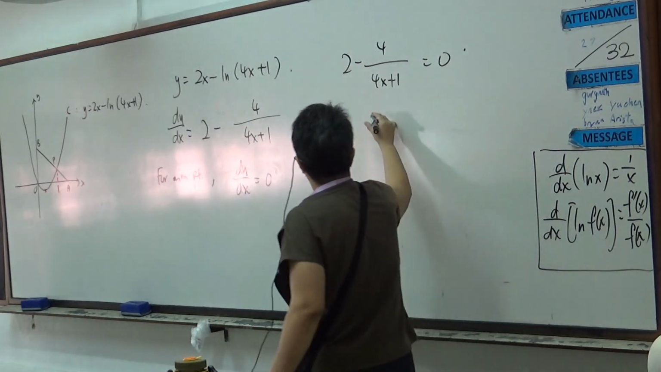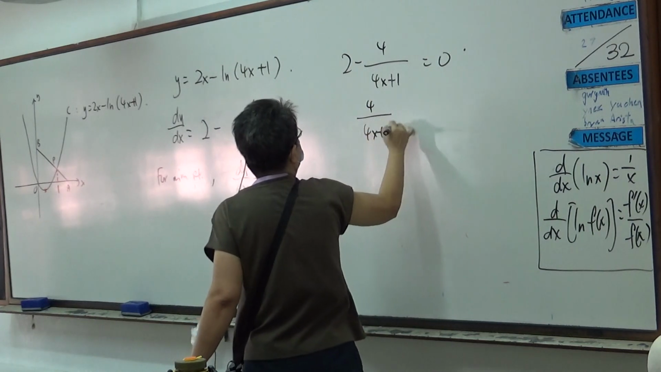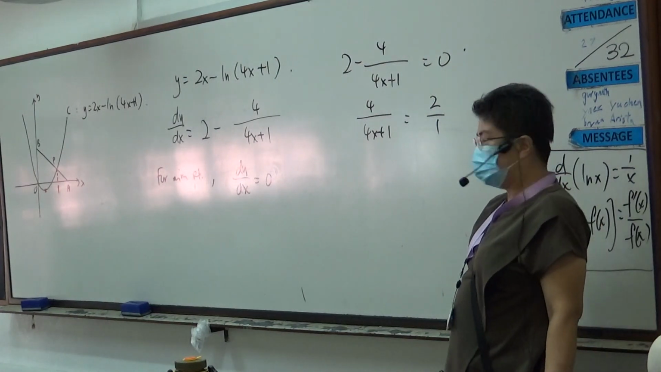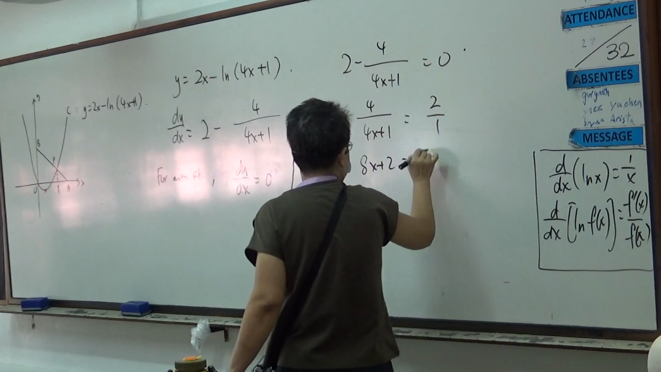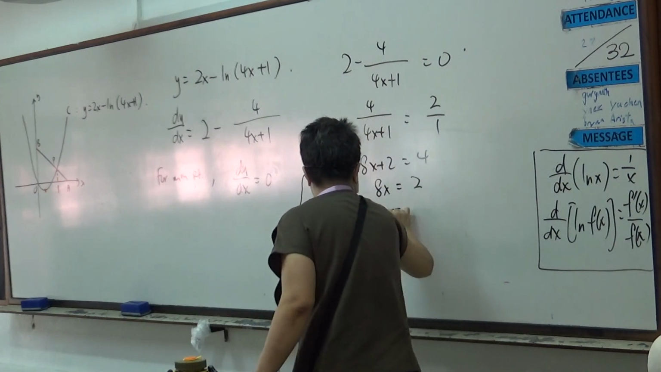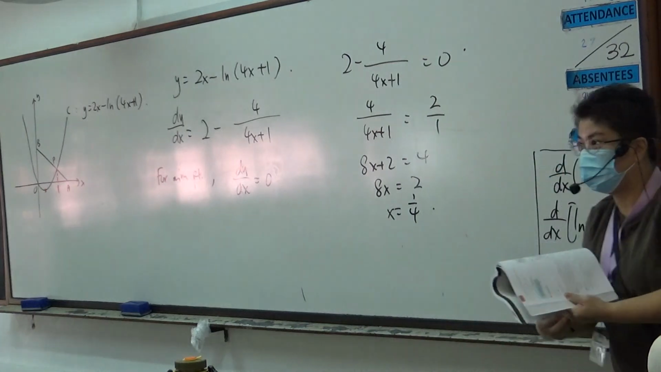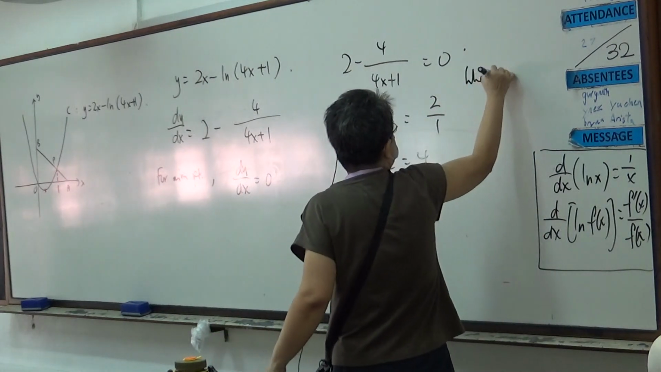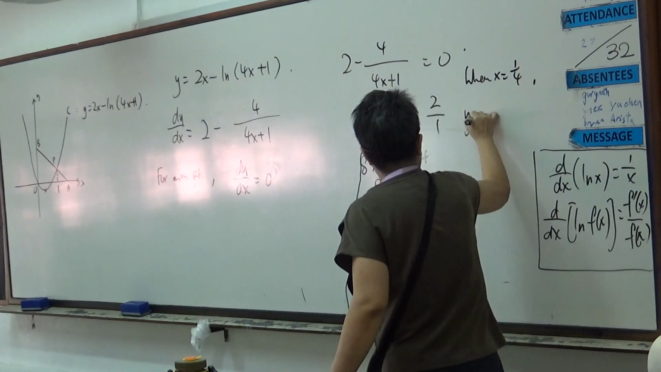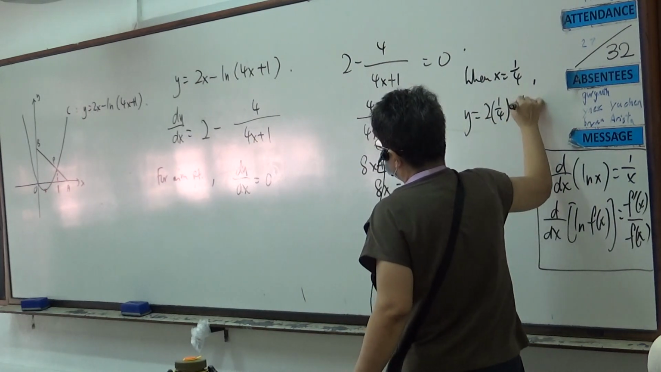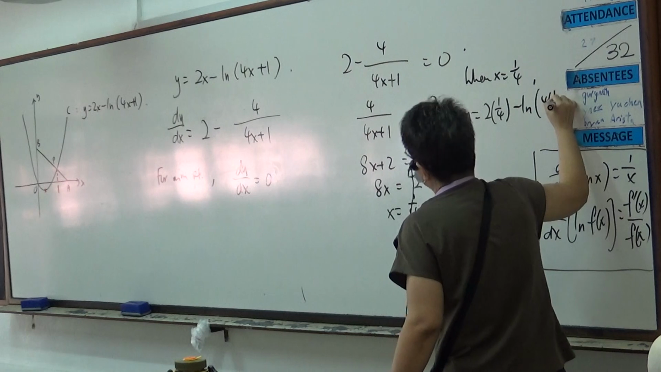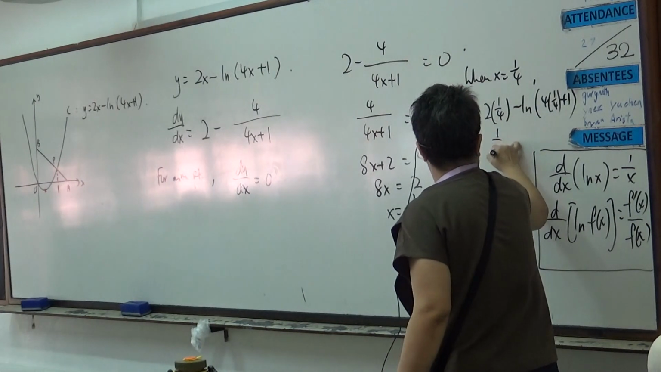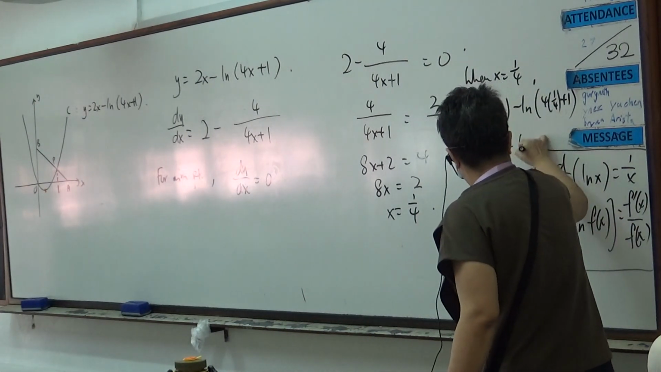Now I'm going to do this. What do you think I'm trying to do? Cross multiply. So x will be 1/4. Everybody okay? When x is 1/4, y will be 2 times 1/4 minus ln(4 times 1/4 plus 1). I substitute in. So this will give me what? Half minus ln 2.